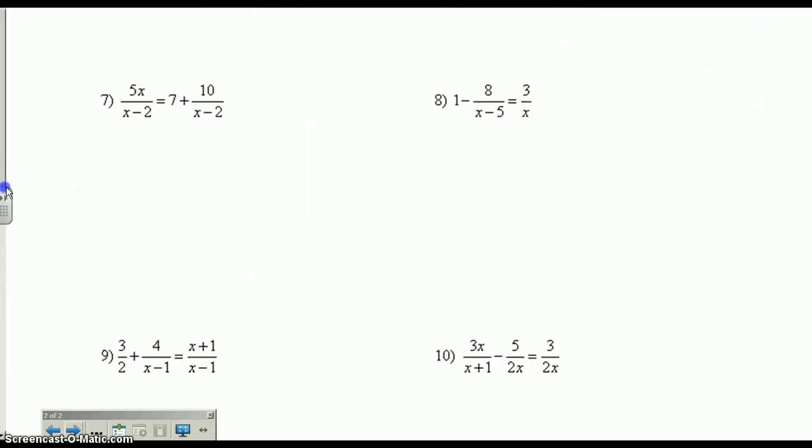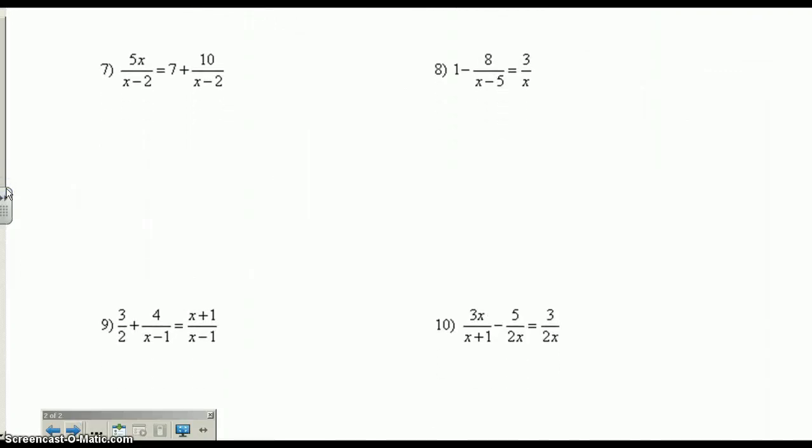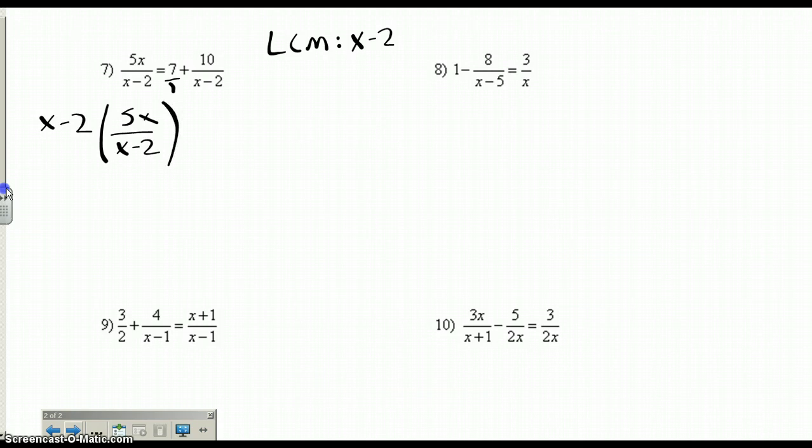Let's move on. Looking on the back side of the sheet, we'll do 2 of these. Look at number 7 and number 9. Actually, let's go 7 and 11. So if I'm doing number 7, still looking for the least common multiple. Remember that 7 has a denominator of 1. So the least common multiple here is x minus 2. So I'm going to multiply both sides of the equation by x minus 2.